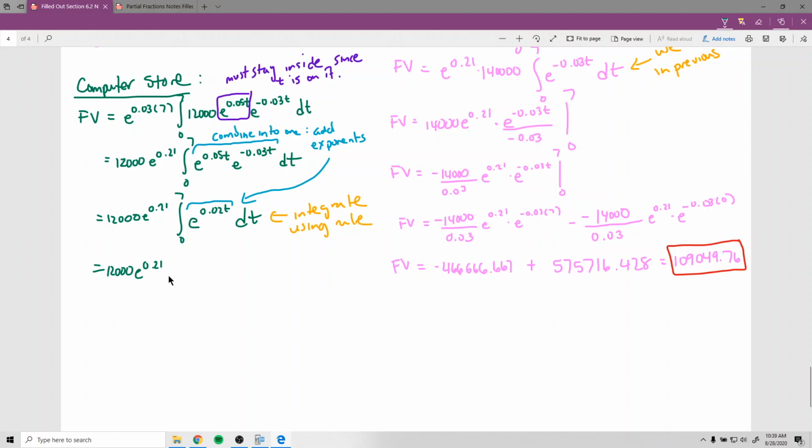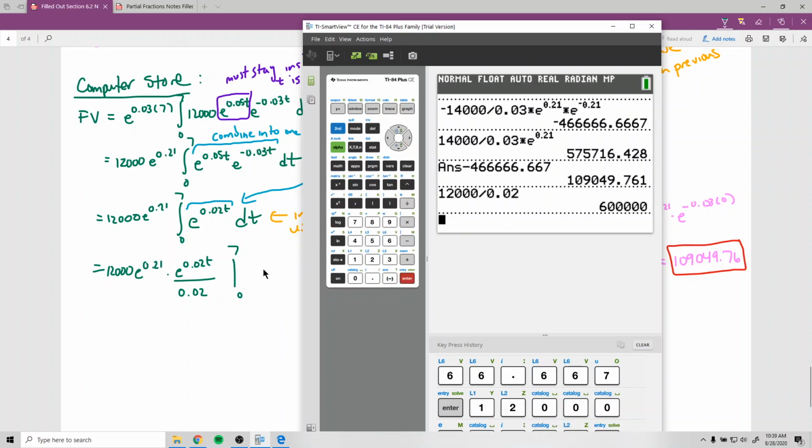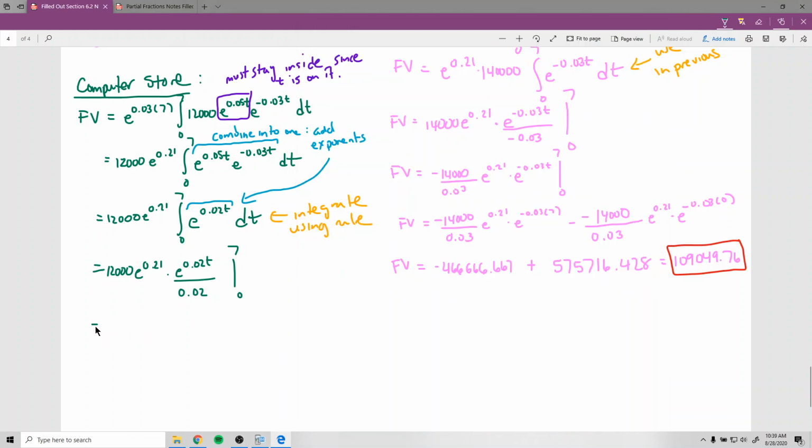We got 12,000 e to the 0.21. Then when we integrate e to the 0.02t, we get itself back, divided by the number 0.02. Evaluate from 0 to 7. Now, even though I got bitten on it last time, let's see, does this simplify the numbers here? 12,000 divided by 0.02, that should simplify, and it does come to 600,000. So I am going to actually do that. Then we got e to the 0.21 times e to the 0.02t, evaluated from 0 to 7.